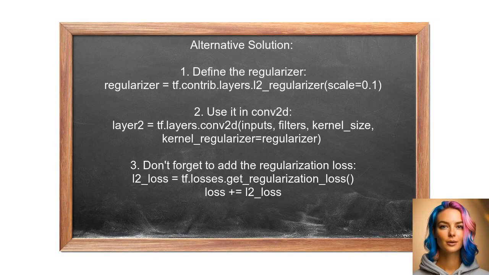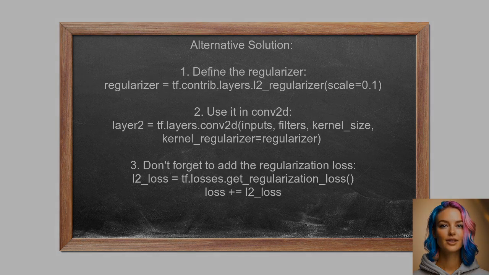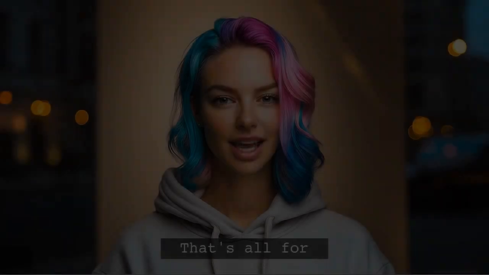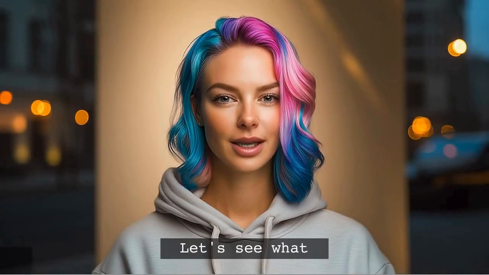One alternative approach to adding L2 regularization with TF.layers is to use the kernel_regularizer parameter directly in the conv2d layer. You can define a regularizer using tf.contrib.layers.l2_regularizer and then pass it to the layer. That's all for that response. Let's see what someone else had to say.